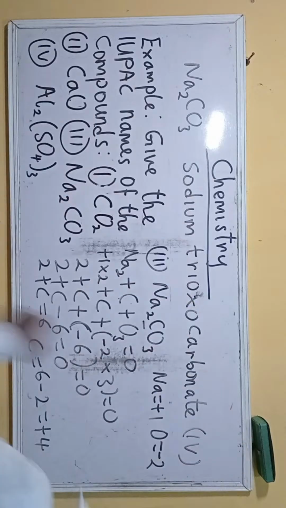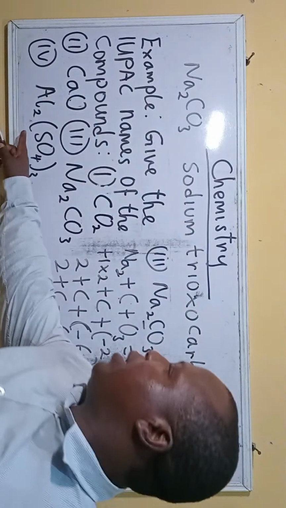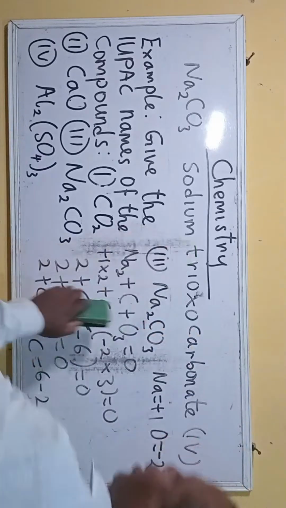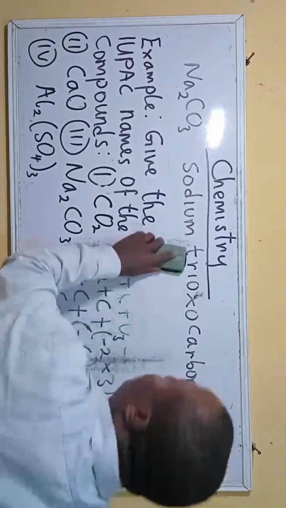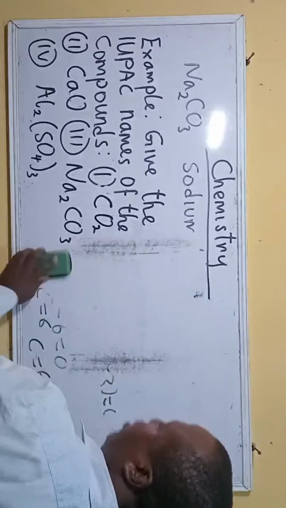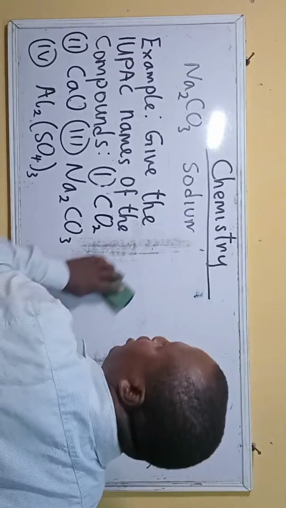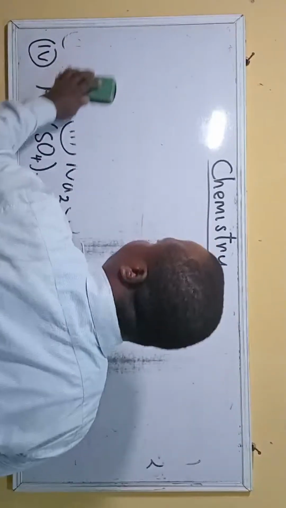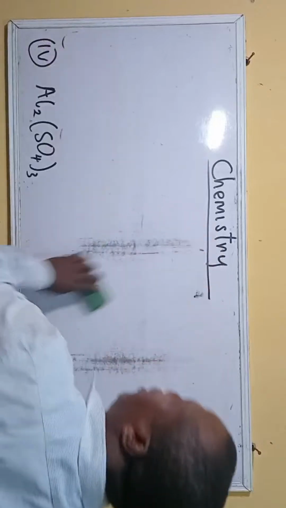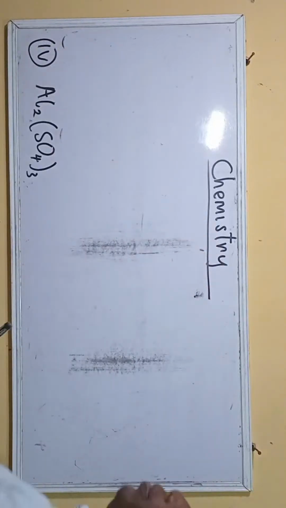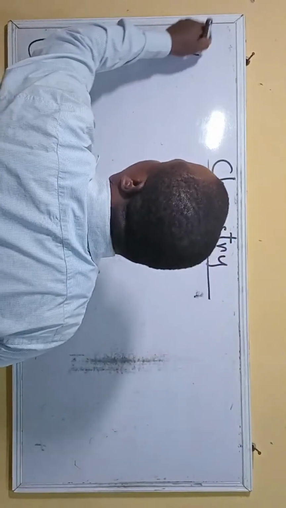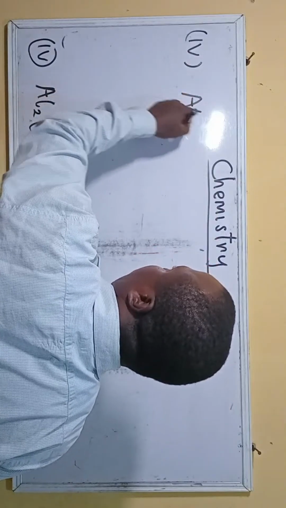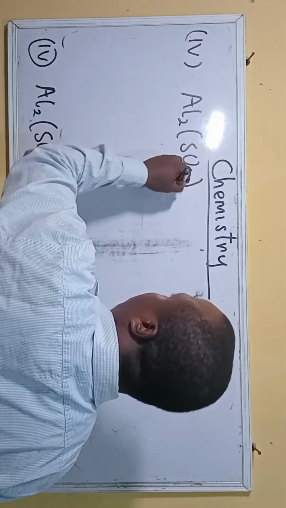Now, let's talk about the last one, which is Al2 open brackets. Now, look at this. Since it's the last one from the list I have here, I want to use this place. Now, the fourth one, if I have Al2(SO4)3.